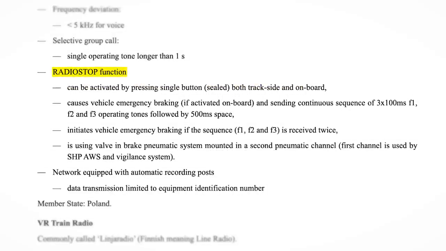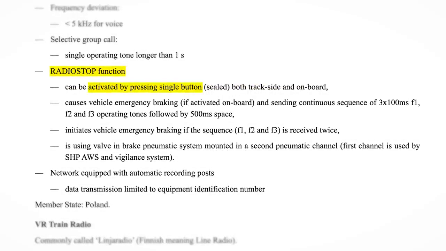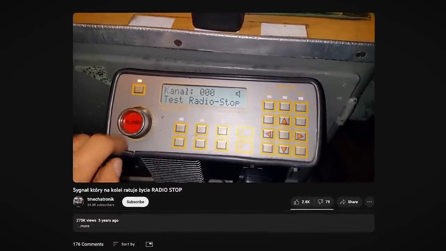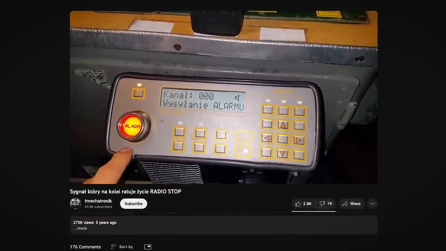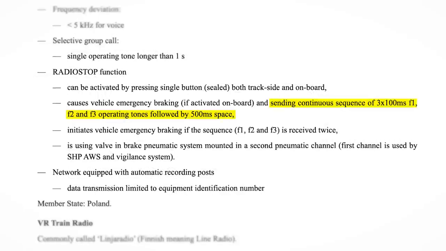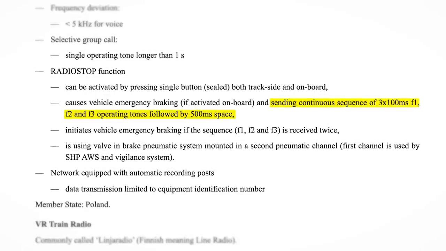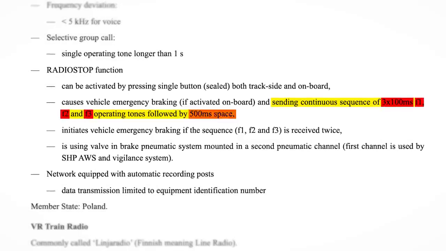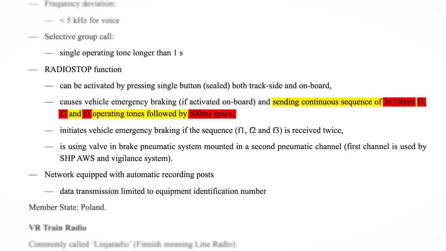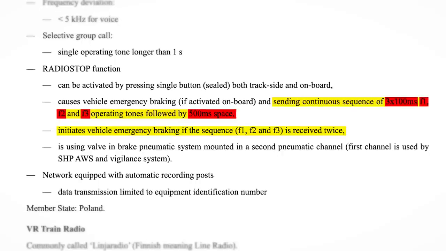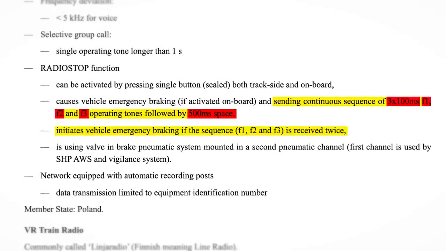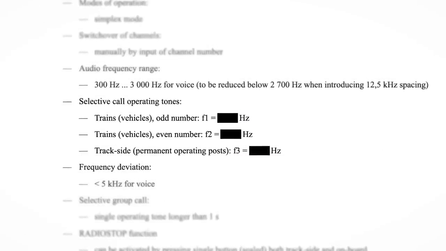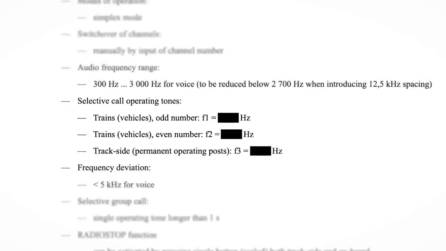The Radio Stop section explains that this function is typically activated by pressing a button on a train, which causes vehicle emergency braking. There are YouTube videos demonstrating that. However, it goes on to explain that when this button is pressed, a radio frequency alert is sent out, consisting of a sequence of three particular tones, F1, F2, and F3, for a duration of 100 milliseconds each in 500 millisecond intervals. And if any other trains nearby receive this warning twice, they will also apply their emergency brakes. The exact frequencies of these tones can just be found in the paragraph above, which I've blurred out so the YouTube Gestapo don't come after me. But yes, this is all public knowledge.